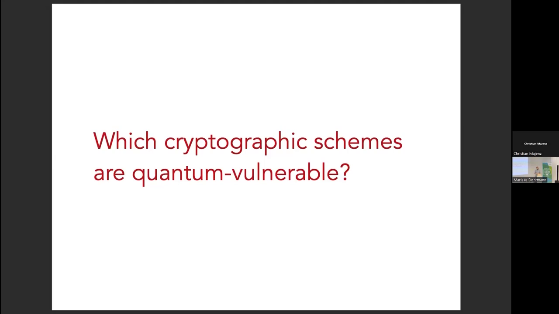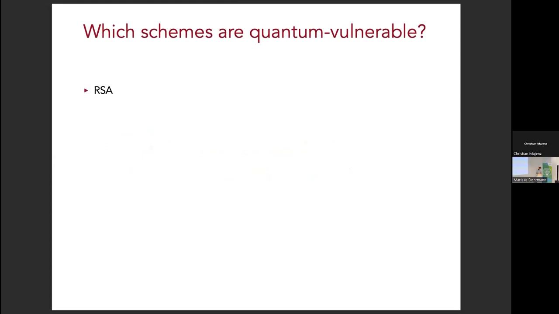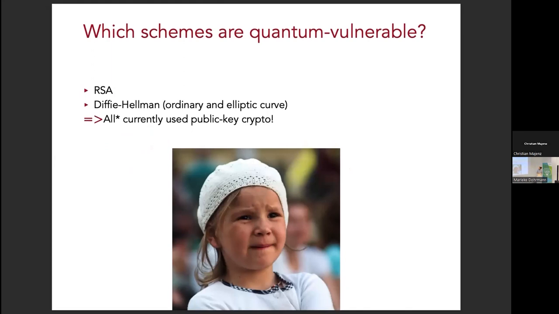So first of all, which schemes are quantum vulnerable? And I'm pretty sure that most of you already know which these are. These are the RSA crypto system and the Diffie-Hellman key exchange. And of course, that's a bit frightening because these are all the public key crypto algorithms that we are currently using, though they all have an asterisk, because there are of course proof of concept or small deployments of other schemes, but in the big picture, that's true.